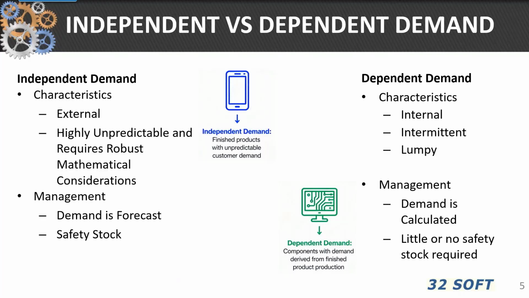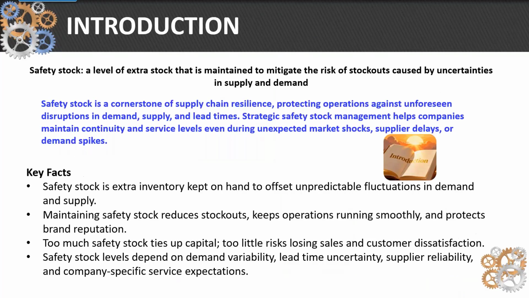We'll talk a little bit more about MRP later in the presentation, but today's primary concentration is on independent demand, and this is demand that is at the behest of the customer. This demand tends to be external, continuous, and highly unpredictable, and normally requires a forecast and necessitates the use of safety stocks. Safety stock is a term used by logisticians to describe a level of extra stock that is maintained to mitigate the risk of stockouts caused by the uncertainties of supply and demand, which we see manifest today.